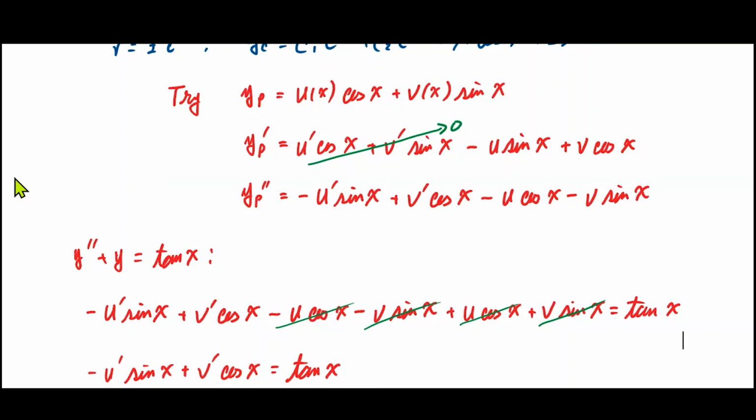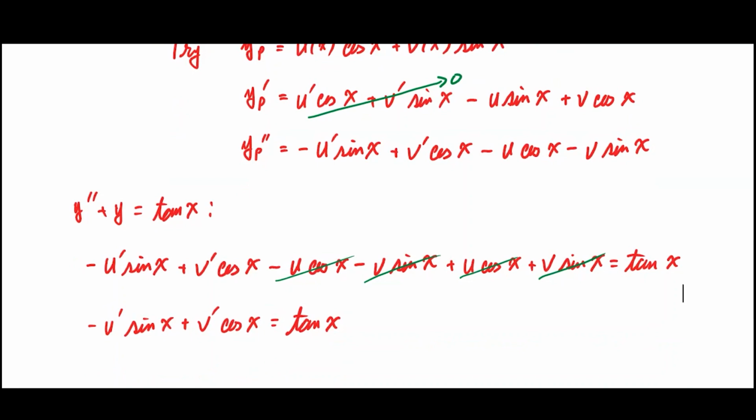No? Yes? No? Maybe? It comes from this thing. Remember we set this thing to 0? That is an equation, isn't it? So that's your second equation, comma, and then u prime cosine of x plus v prime sine of x is equal to 0.